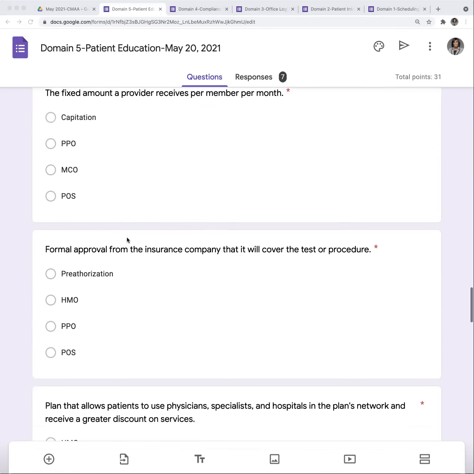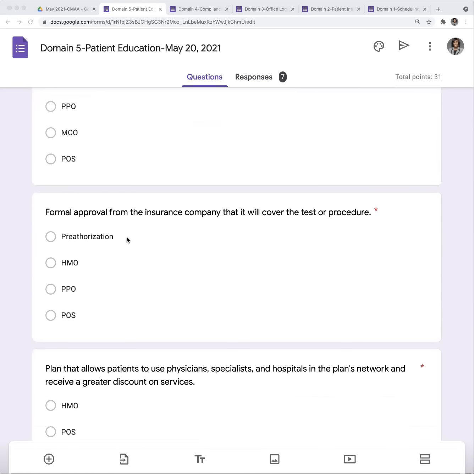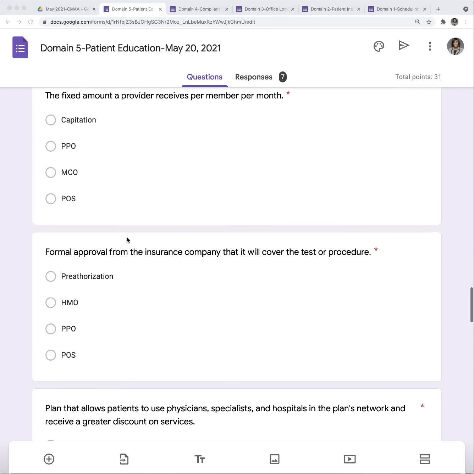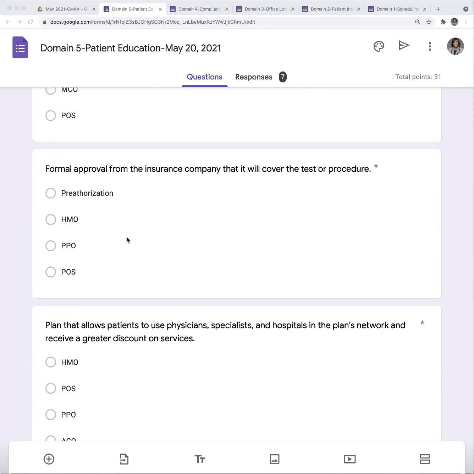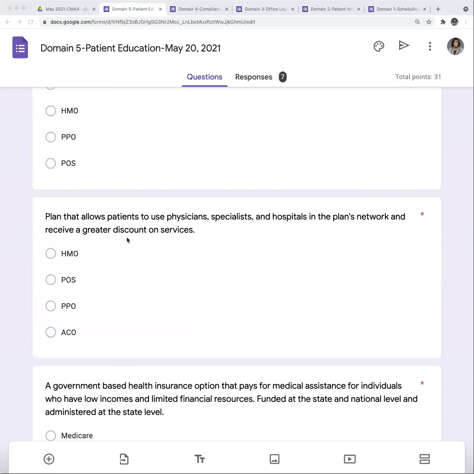All right, formal approval from the insurance company that it will cover a test or service. Pre-authorization. Plan that allows patients to use specialists and receive a greater discount. That's the PPO.